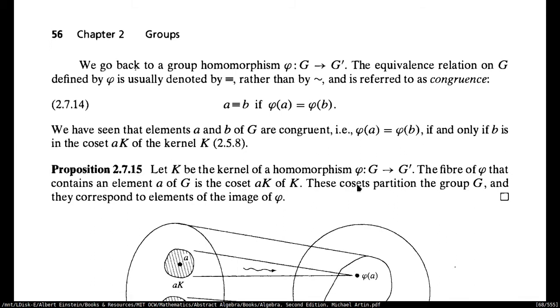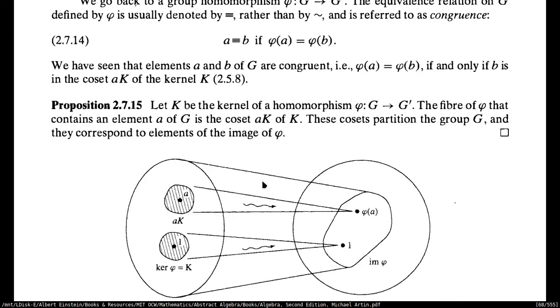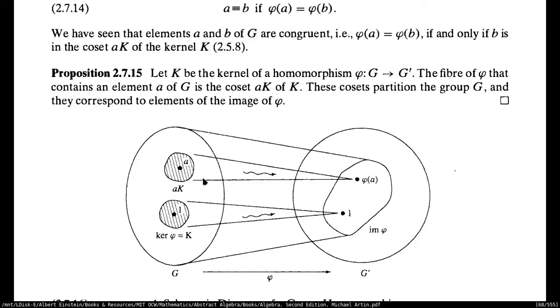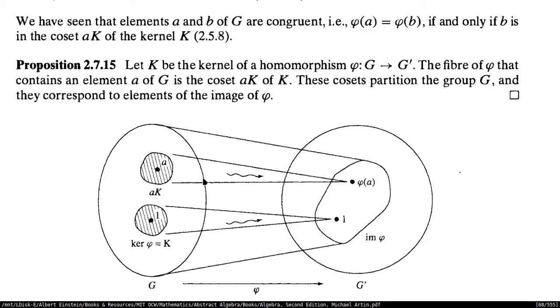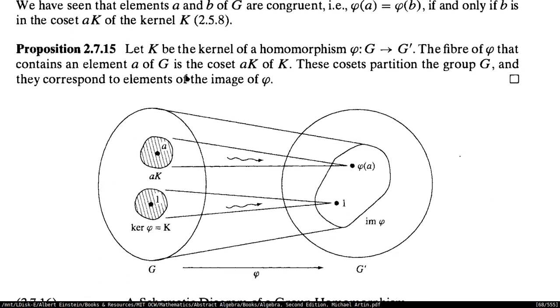These cosets partition the group G and they correspond to the elements of the image of phi, right? So what this is saying is that you can have these cosets, and these cosets are going to partition your group G with respect to the image of the elements, right? So you have the group G, you have the group G prime, and the image of the whole group G is in G prime.